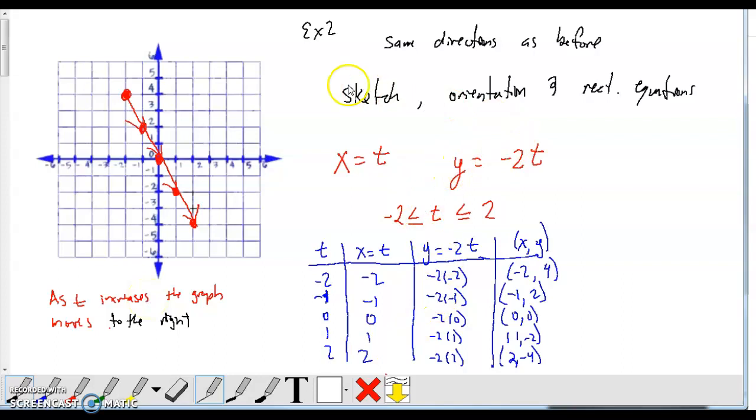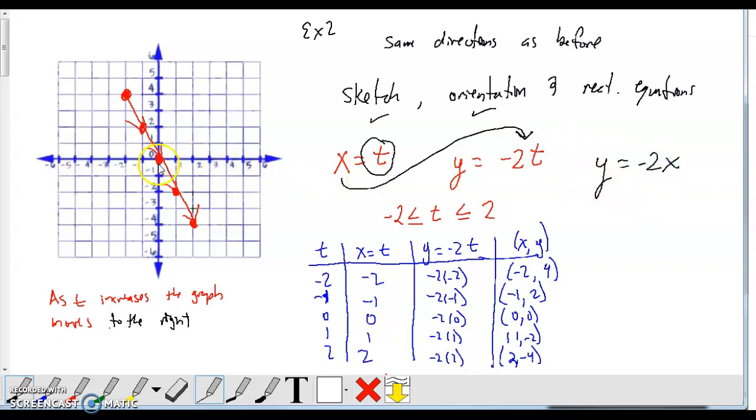Last but not least, so we sketched, bam, orientation, bam, rectangular equation. So let's get rid of our parameters. The great thing is that this equation is super simple. x is equal to t is already solved for you, so I'm just going to replace the t with an x. So my new equation is just y is equal to negative 2x. There's my rectangular equation, and this makes sense.